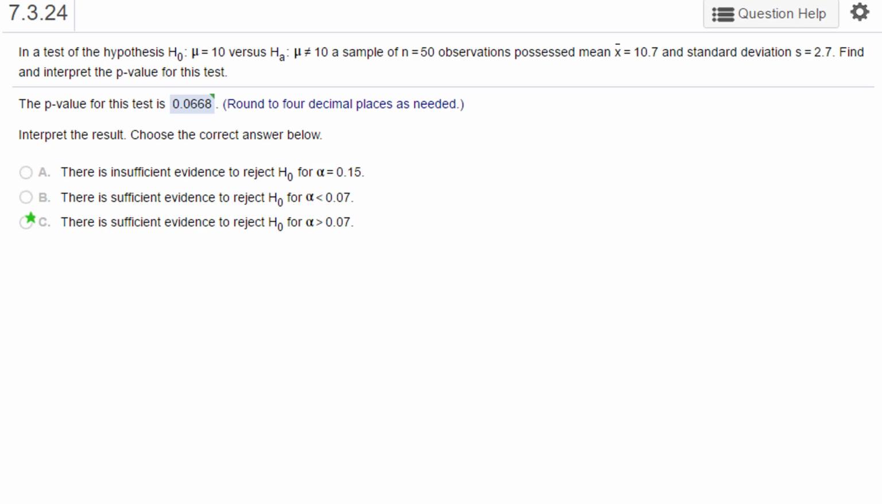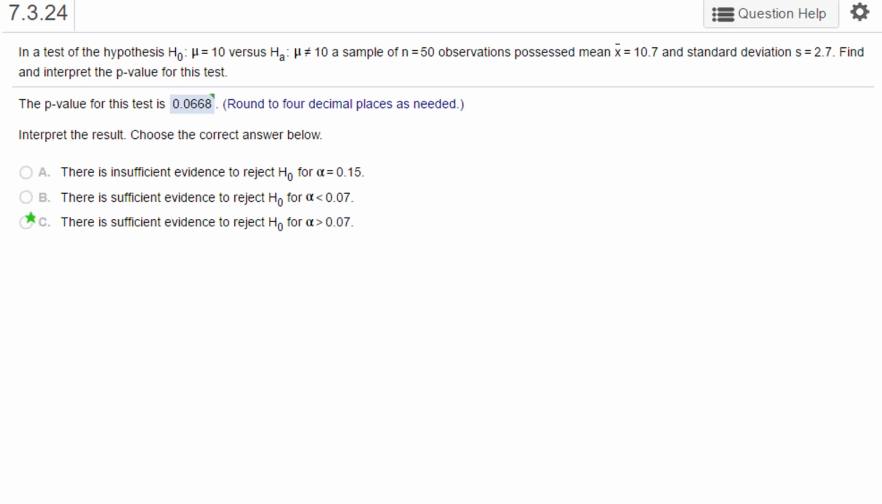From reading the question, we're asked to do a test of the hypothesis, the null being mu, the mean of the population, is 10, versus an alternative that the mean of the population is not 10. We have a sample of n equal 50, the sample mean x bar is 10.7, and the sample standard deviation s equal 2.7. We want to find the p-value and interpret the p-value.